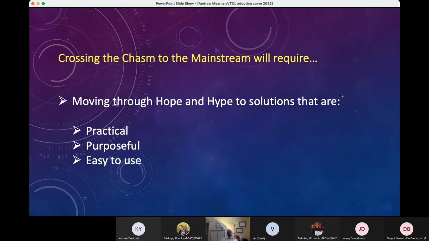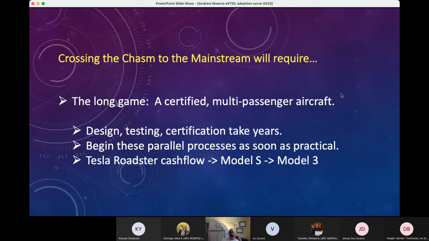So what do we need to be thinking about to cross the chasm? We have to move beyond the hype and excitement on the front end of a new technology to something that is practical and usable by regular Joe and Jane. In our business, in the eVTOL business, we need to be thinking long term about something that's a certified aircraft. This is beyond Part 103 to something that could have multiple passengers, that could be used to go to work or go out with friends, or just do the things that we're used to doing beyond just one person.